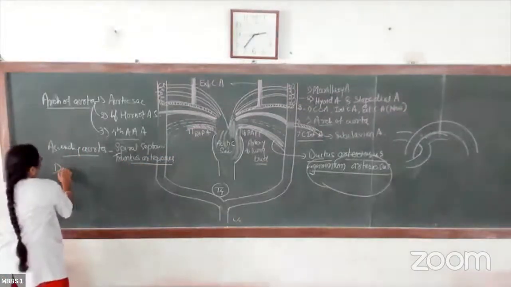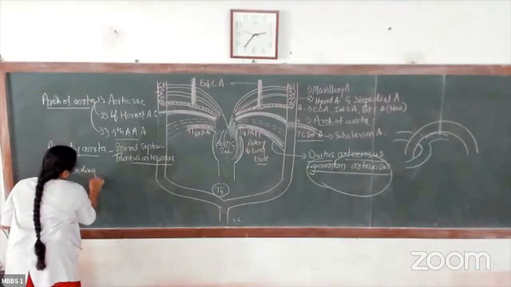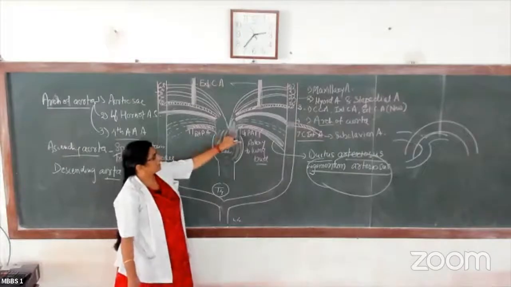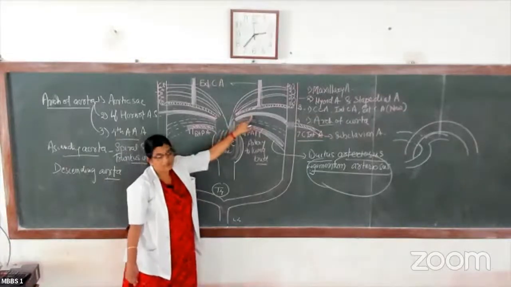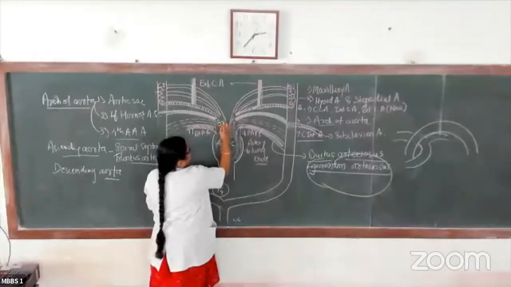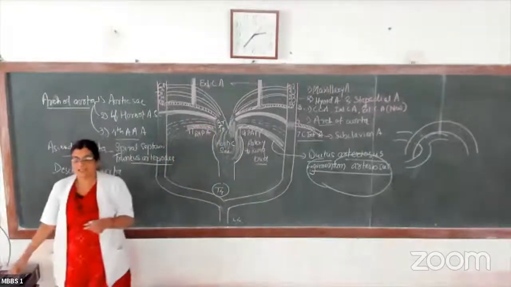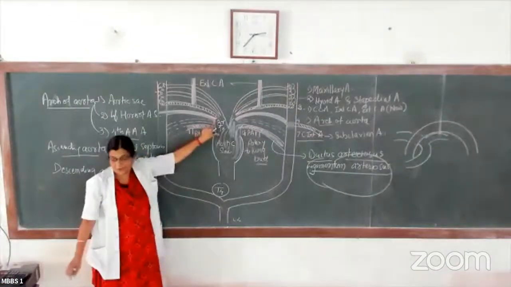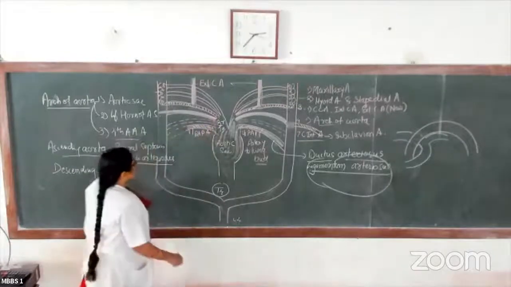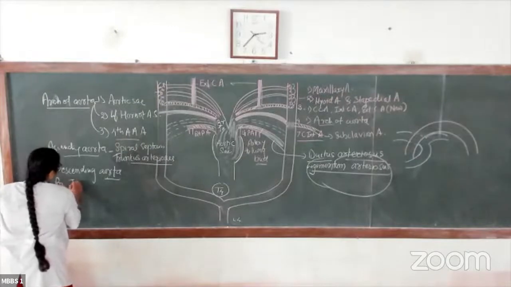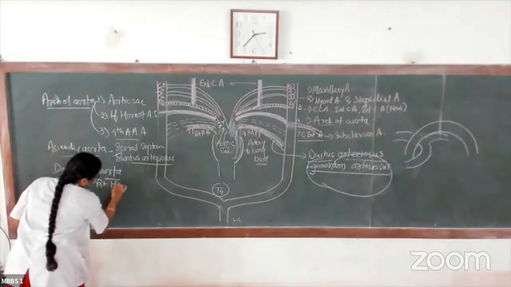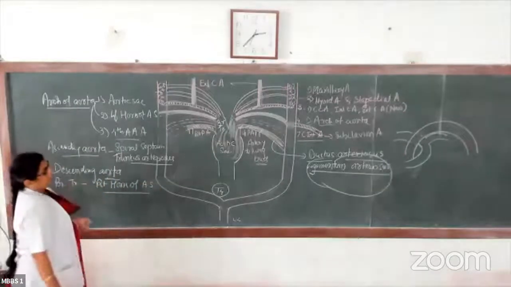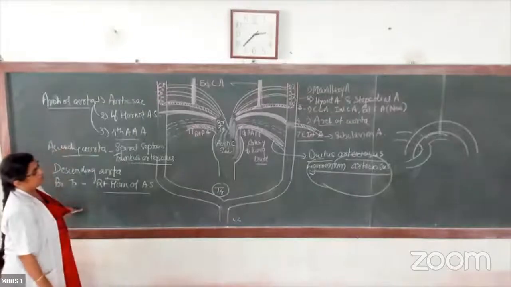Now coming to the descending aorta. How is the descending aorta formed? We have seen here that there is an aortic sac which divides into a left horn and a right horn. The left horn is going to form the arch of aorta. The right horn forms the brachiocephalic trunk, which ultimately divides into the right common carotid and right subclavian artery. So you should know that the brachiocephalic trunk is coming from the right horn of the aortic sac. These are the major vessels derived from this.